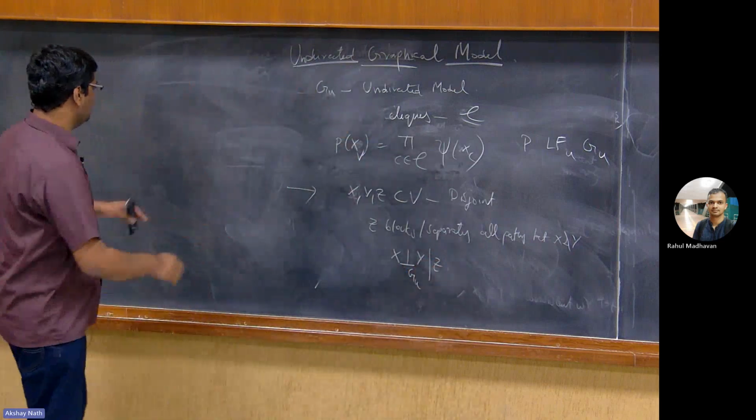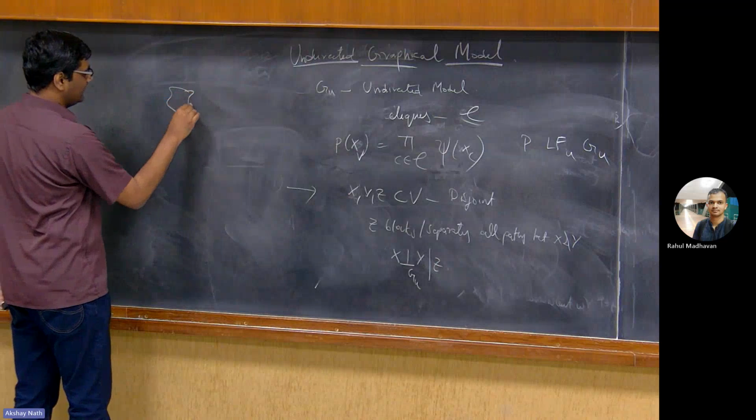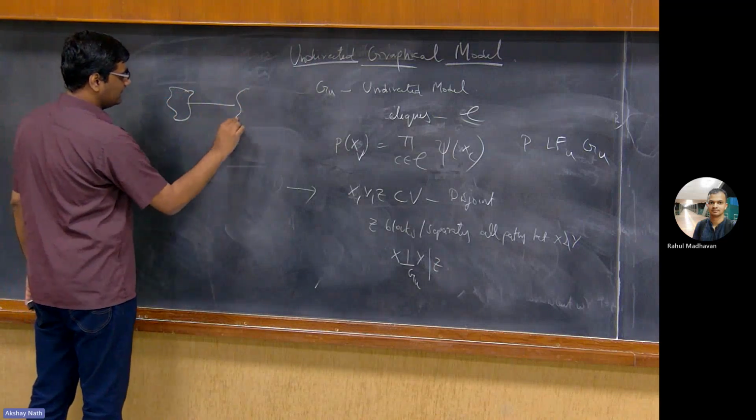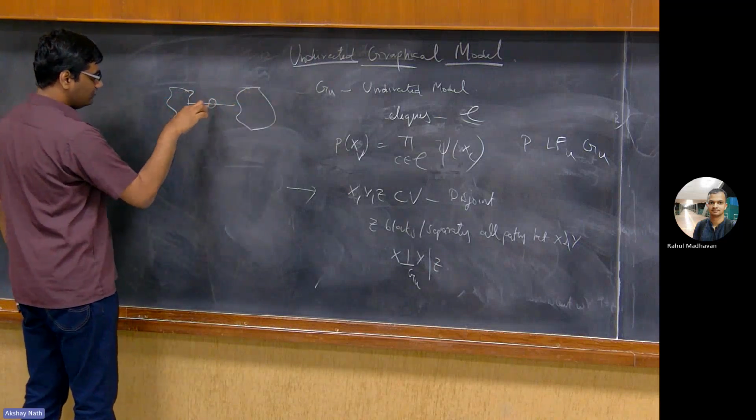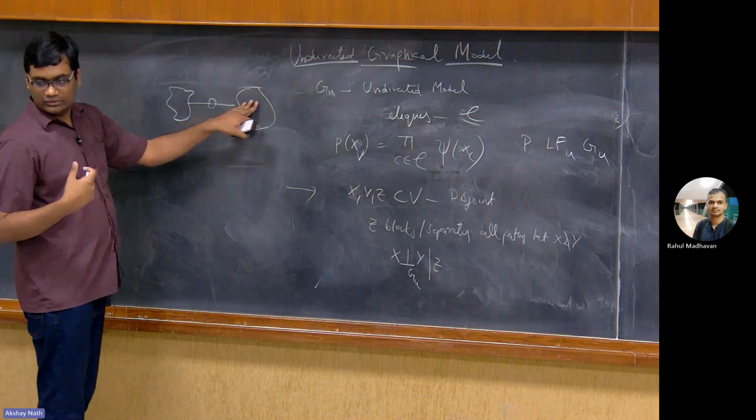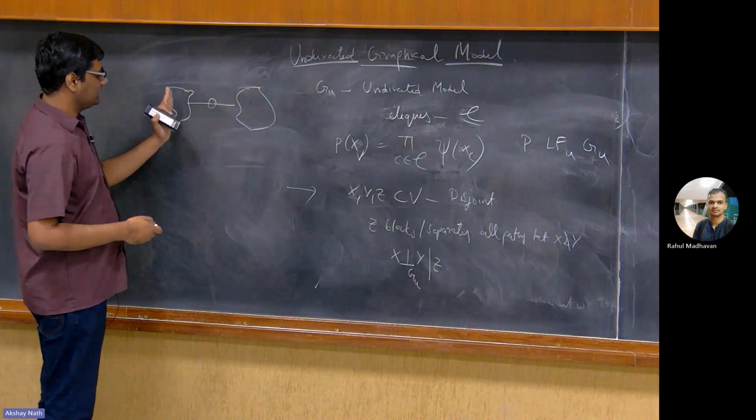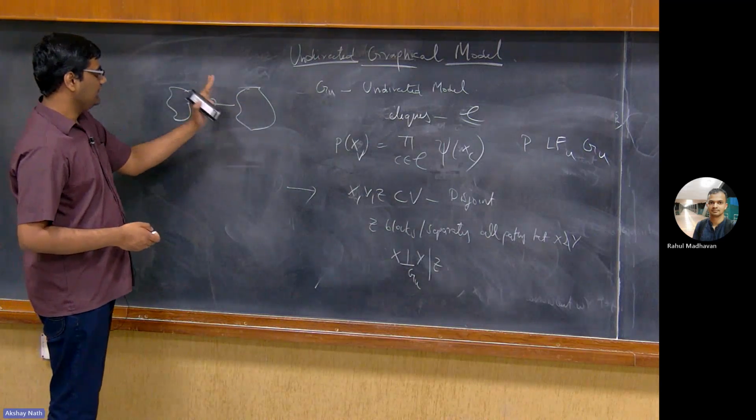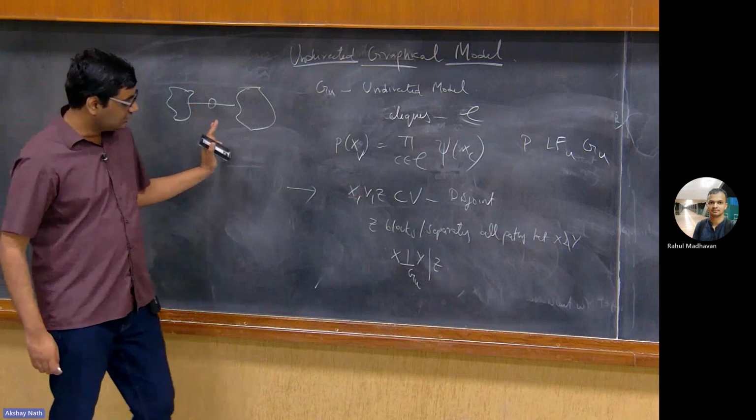So if you have a component here, with one line, and then you have this one. If you just remove one variable out of here, this component cannot talk to this component. And therefore x and y are separated given this particular node in this undirected graph.